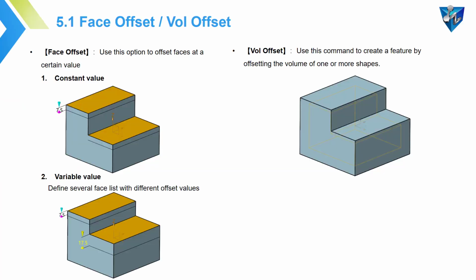First is offset. This is a common command for design. We can use it to offset one or multiple faces at a certain distance. And in ZW3D, there are two relevant commands, face offset and volume offset. Just as their name implies, face offset is used for independent faces, and the volume offset is used for whole shape. And both of them can do constant offset and variable offset.